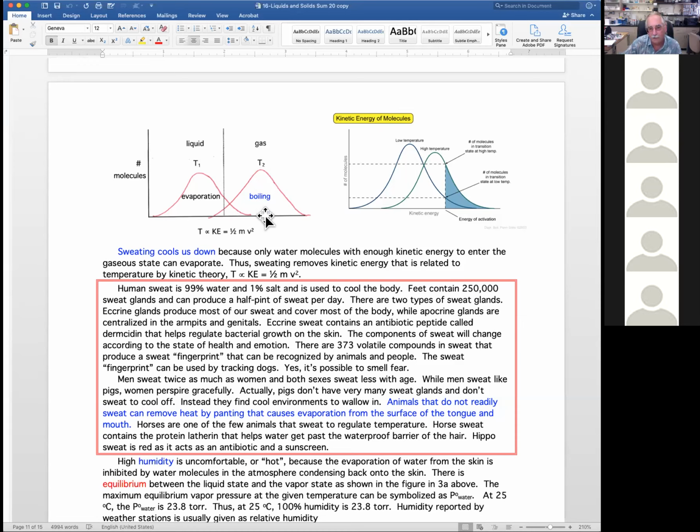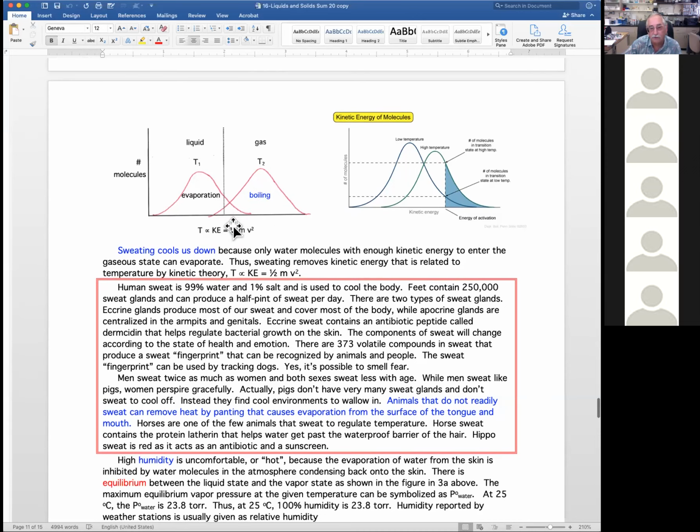But why we sweat is to cool ourselves down. So if you look at the distribution over here, which ones are able to get into the gaseous state? Only the ones with the most kinetic energy. So you're essentially removing kinetic energy from the surface of your skin.